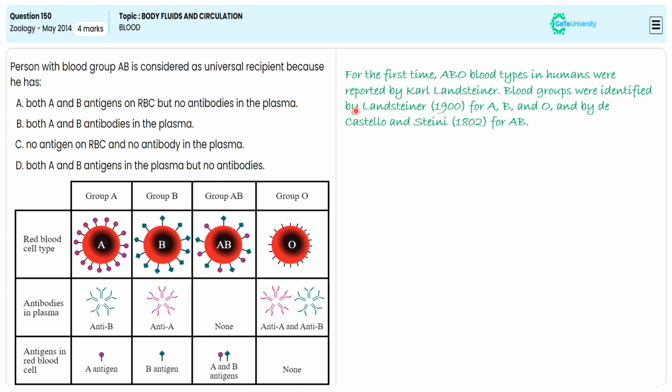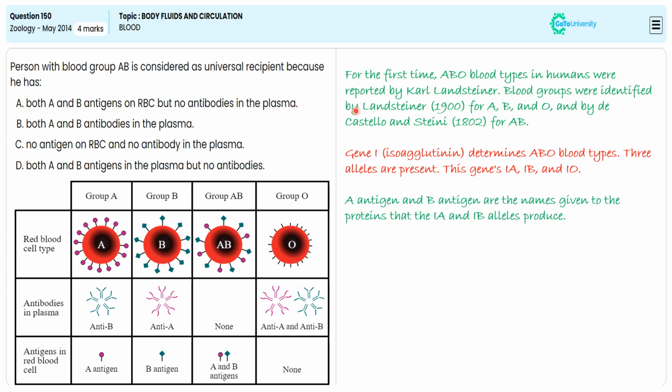Gene I, isoagglutinin, determines ABO blood type. 3 alleles are present. These genes are nothing but capital IA allele and capital IB allele. These two are dominant, unlike the recessive allele I0 or small i. A antigen and B antigen are the names given to the proteins that IA and IB alleles produce.